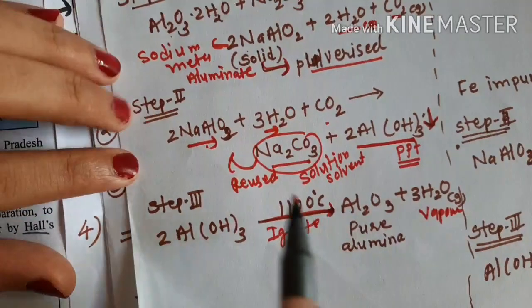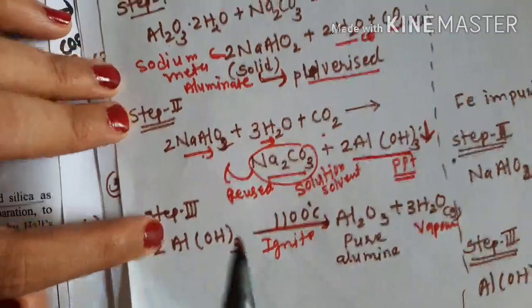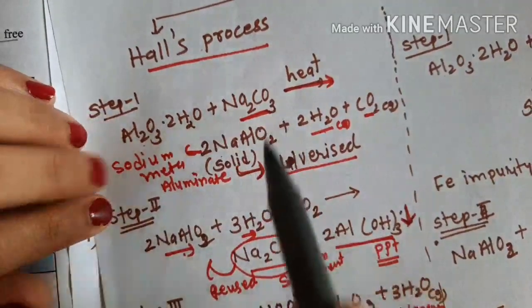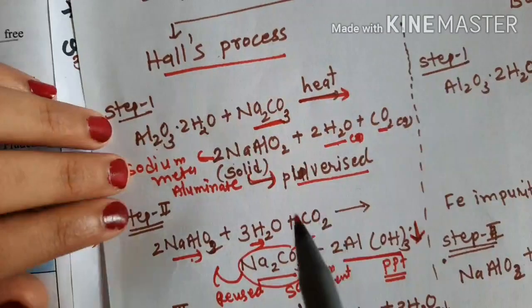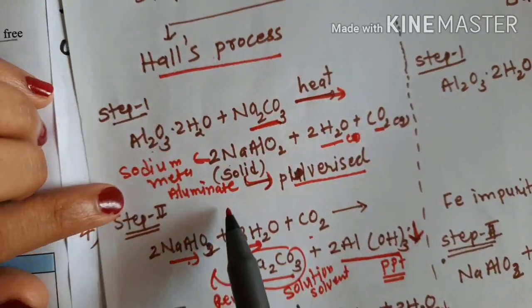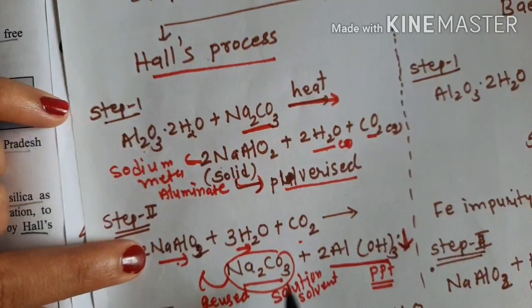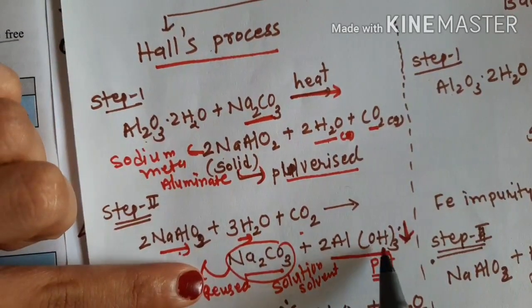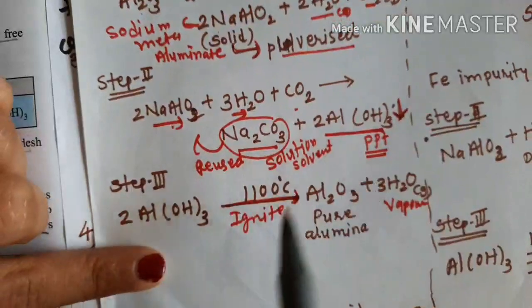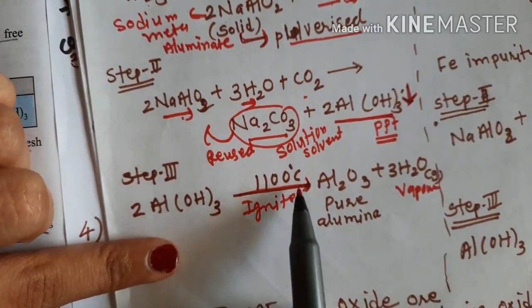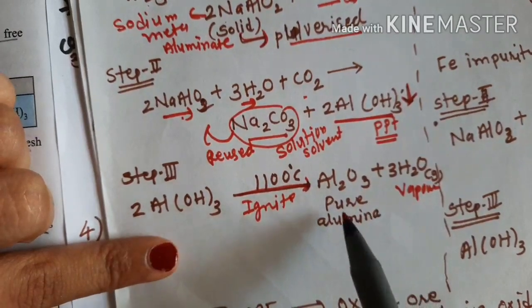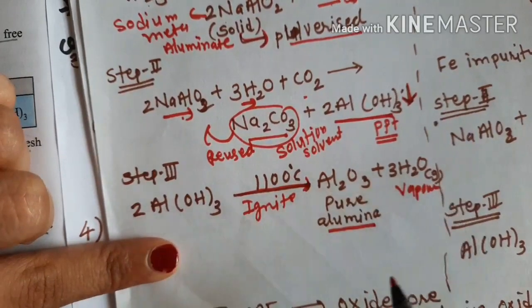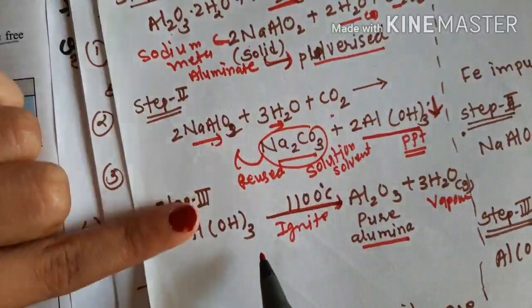I hope you understand this first, second and third step. This is the Hall process. He used sodium carbonate. Here the sodium carbonate converts into sodium meta-aluminate, and the sodium meta-aluminate reacts one more time with water and carbon dioxide and converts into aluminum hydroxide, and when we ignite this aluminum hydroxide at 1100 degrees centigrade, it converts into Al2O3, which is called pure alumina, and this water will evaporate. You need to remember this point.